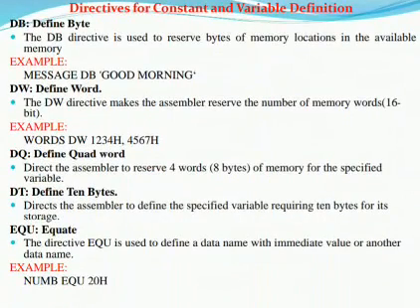The first classification is directives for constants and variable definition. The first directive is define byte. It is used to reserve bytes of memory location in the available memory. That is, consider the example MESSAGE DB 'GOOD MORNING'. Good morning is in characters, so it is converted into ASCII code for the indication.